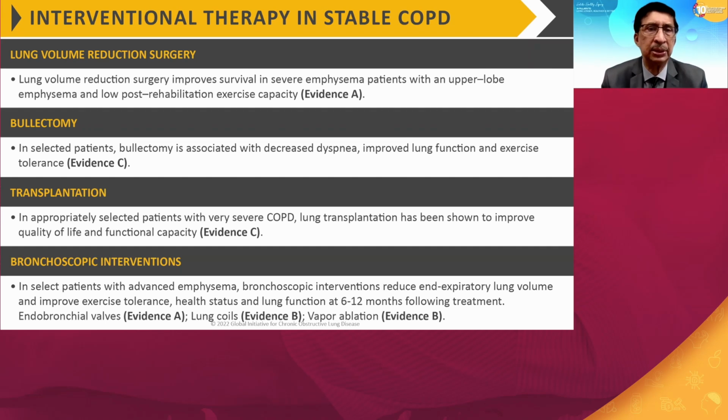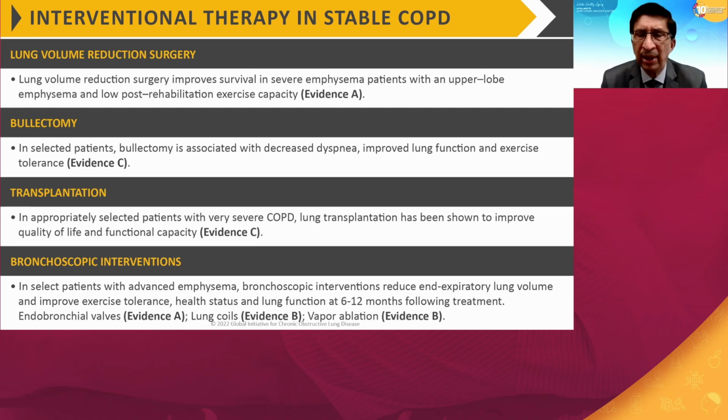So basically, to summarize, lung volume reduction surgery improves survival in severe emphysema, especially those who have upper lobe emphysema and who have low post-rehabilitation exercise capacity. The evidence is at level A. So definitely it needs to be considered. Now, bullectomy, the level is C, but sometimes with very large bullae that are restricted to the right upper lobe, the cardiothoracic surgeon may make a decision that it's quite safe to remove that bulla.